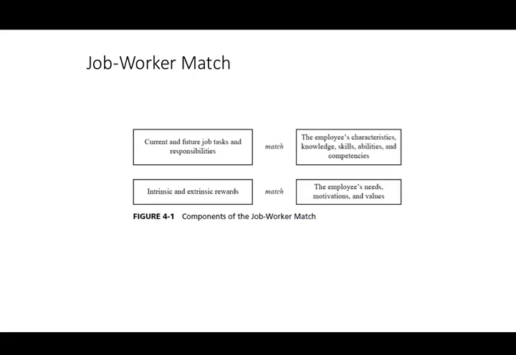And what we're trying to match is the current job tasks and responsibilities to the employee's characteristics, the knowledge, skills, and abilities that they bring to the table. So we want to match what the job requires, and what I need jobs to have in order to succeed in my organization, with an employee's knowledge, skills, and abilities. And there should be a match there. I'm matching the person, the employee, to the job.